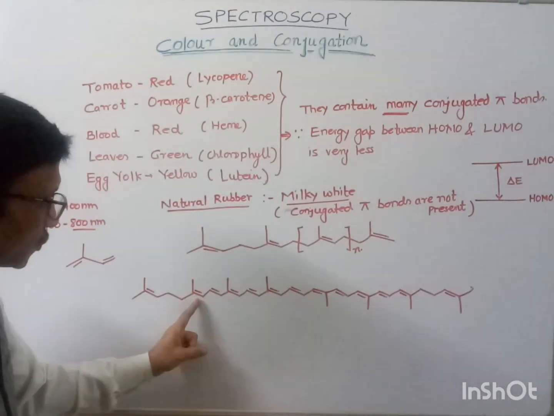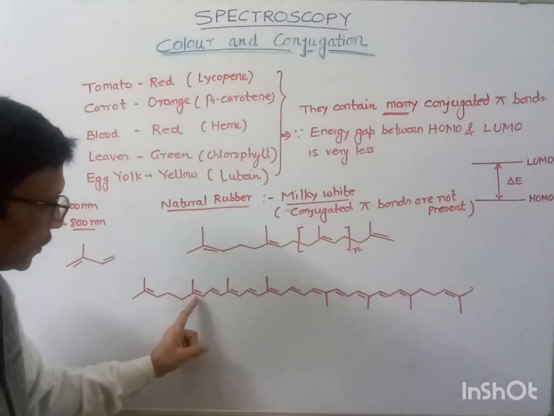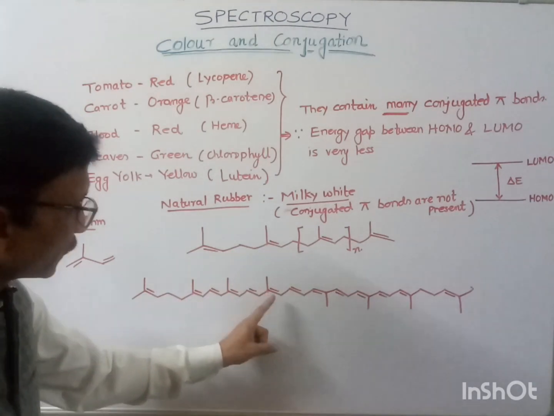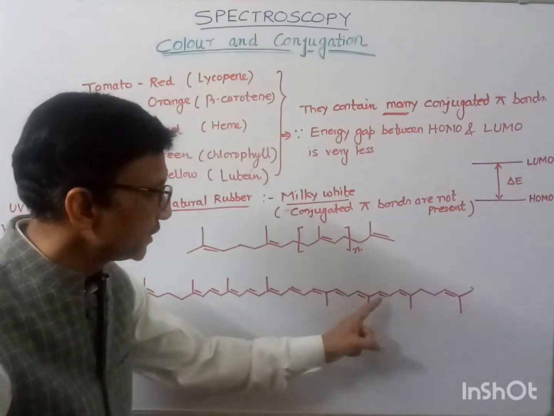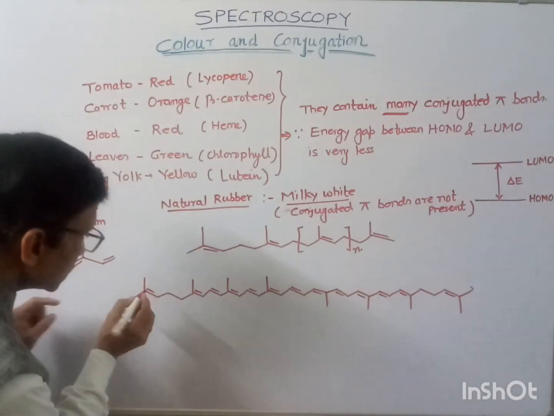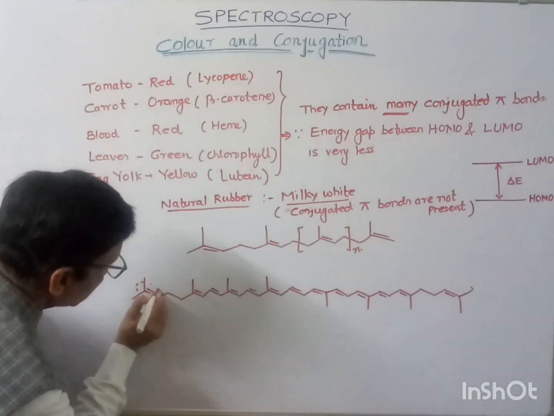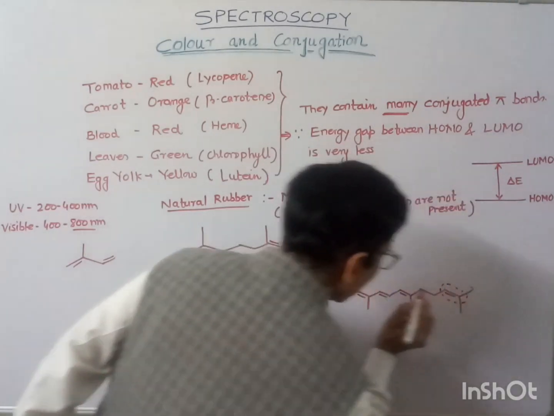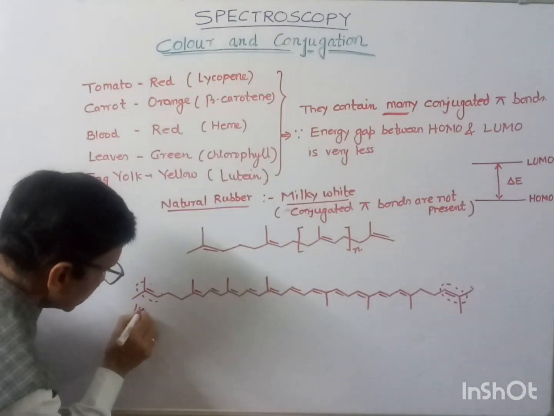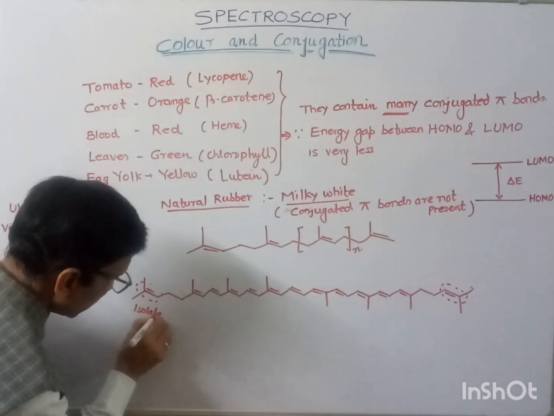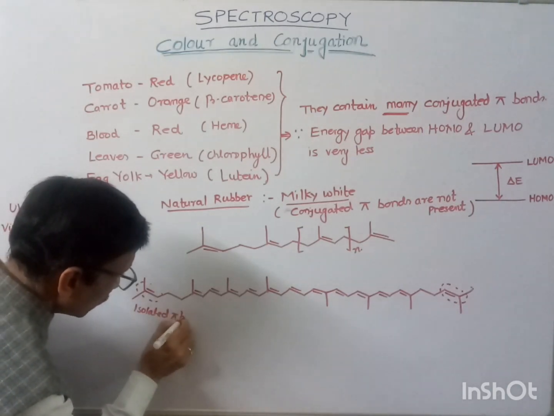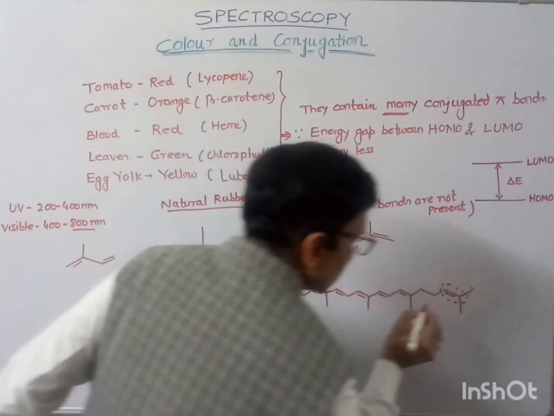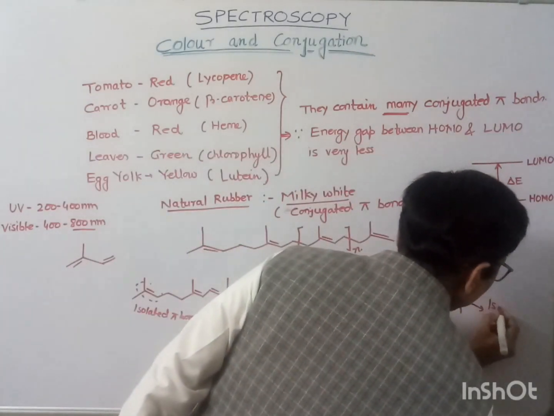So these are the 11 conjugated pi bonds. Whereas this is an isolated pi bond, and these two are isolated pi bonds. They are not the conjugated ones. These are isolated pi bonds, and this is also an isolated pi bond.